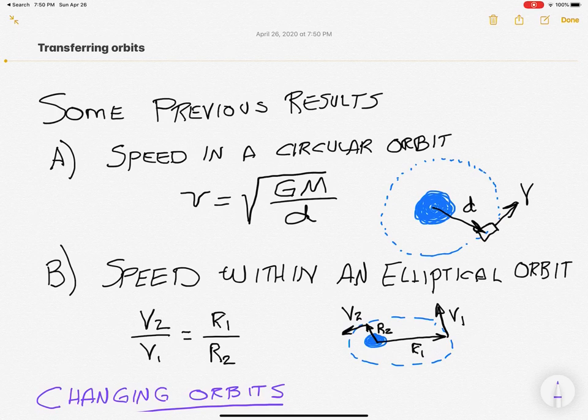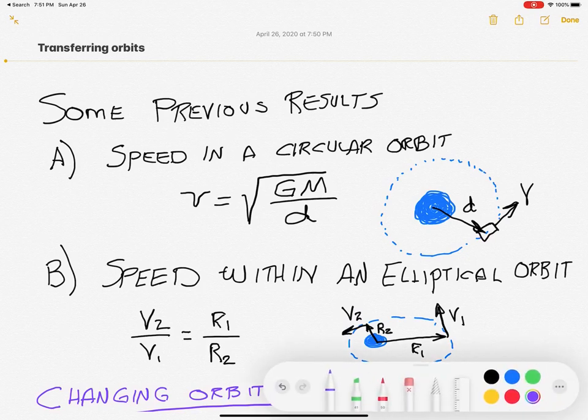I know we finished talking about gravity and we're going to move on to simple harmonic motion, just a brief introduction to it. But I thought I would talk about transferring orbits because it provides a nice wrap up to what we've learned so far in our discussion with gravity.